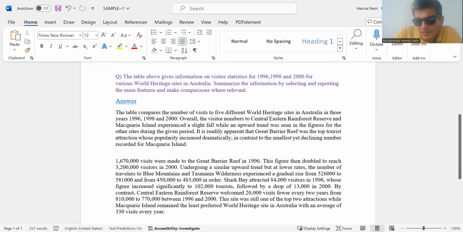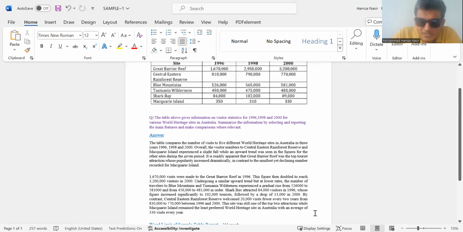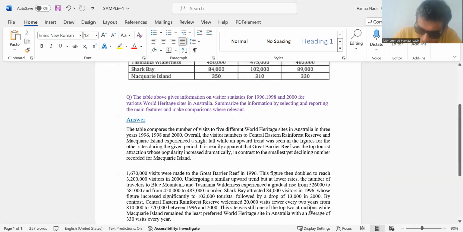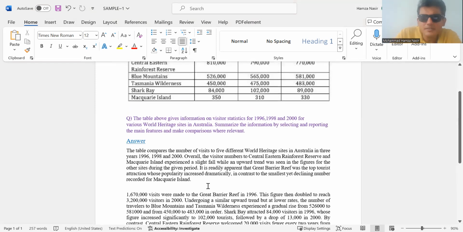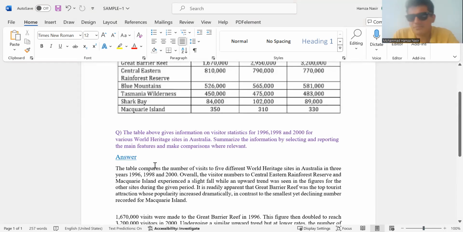So this is what I said right over here, right? That 70,000 visitors were made to the Great Barrier Reef in 1996. This figure then doubled to reach 31,000 visitors in 2000, undergoing a similar upward trend but at lower rates. The number of travelers to Blue Mountains and Tasmania wilderness experienced a gradual rise from 506,000 to 581,000 and so forth, right? So I'm just going to read this in detail and then go through it at a stretch, okay? Because it's sort of tedious for me to repeat the same numbers over and over again.